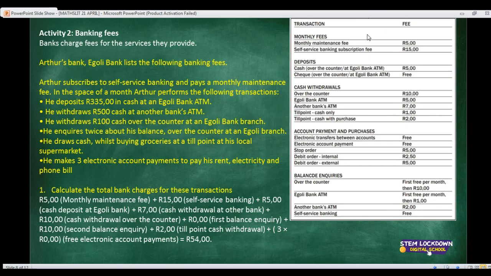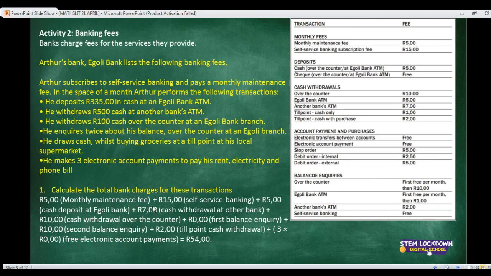Plus, this one, he deposits 335 rands cash at the Egoli Bank ATM. So when we look at our information there, we find that for a cash deposit at Egoli Bank, the cost is 5 rands. We find this information under deposits. Whenever there's a cash deposit over the counter or at an Egoli Bank ATM, there's a fee of 5 rands. That explains the 5 rands here for that deposit of 335. So what we write here is not the amount he deposited, but the bank fee or the bank charge for that particular transaction.